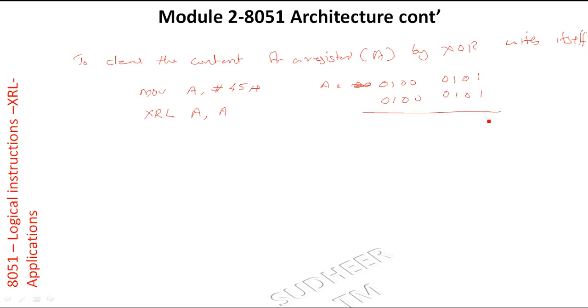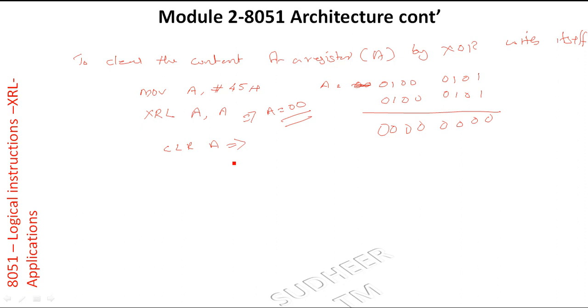1 XOR 1 is 0, same input 0, same input 0, same input 0, same input 0. That is what our exclusive OR operation with itself, XRL A, A, makes the content of the accumulator: 0 0. So we can use this instruction to clear the content of the accumulator, same as what we implemented with CLR A. So XRL A, A and CLR A both have the same result.